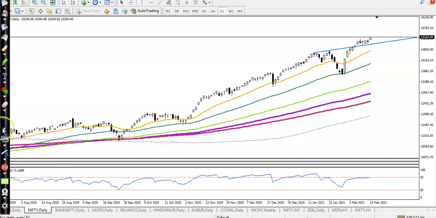So let's see here. Most of the people are asking me, sir, where is the resistance line? So how do we determine it? Basically we are using swing high points, but now you can see we have never seen any high point like in the previous data. In that case we are using Fibonacci. Let me show you here. All right, let me show you something here.